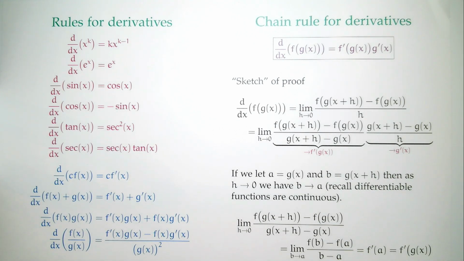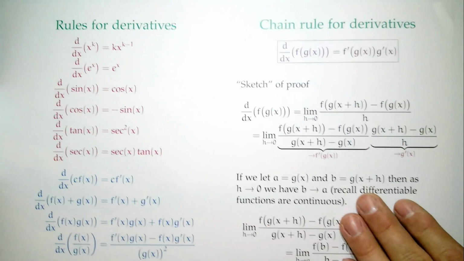Now, the reason it's not the proof is there's a small technicality of what would happen if g of x plus h minus g of x were 0. Well, okay, we know how to do that. That's details. We'll leave the headaches to the other mathematicians. We just want to know the intuition. And the intuition is good. So, what do we have?